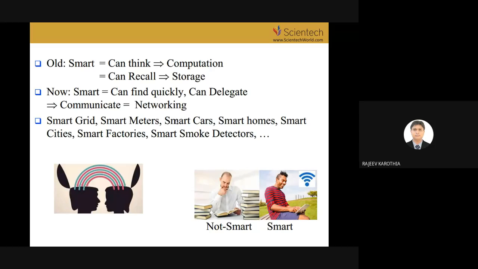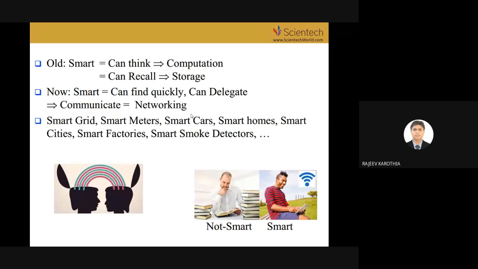Because he should have these two capabilities. He should have communication, that I can explain my point and communicate my product to anybody. So communication is important, and the networking. I can talk to anyone, anywhere, create a network, and exchange information. So that is the smartness basically.